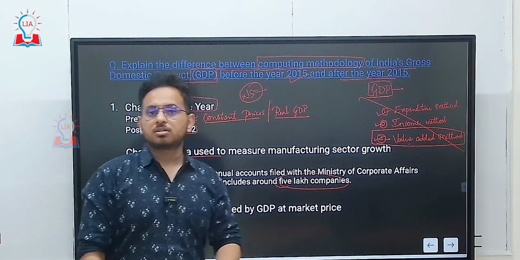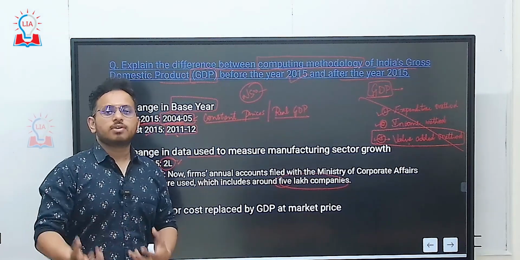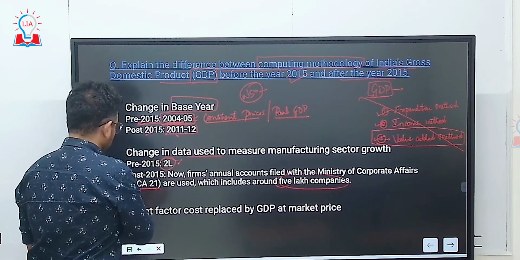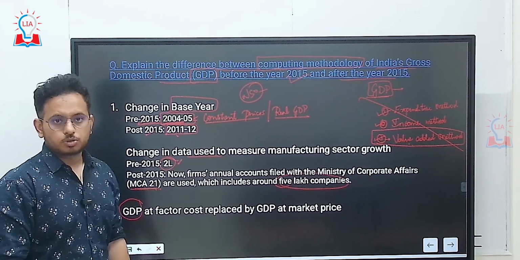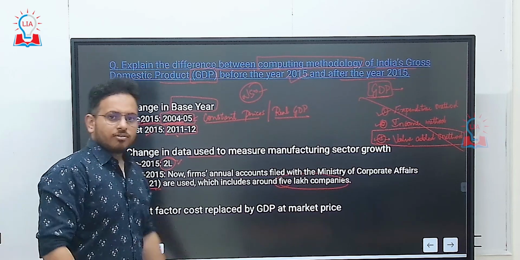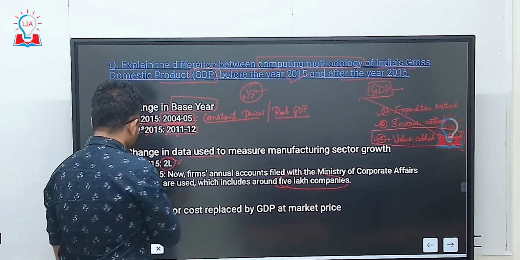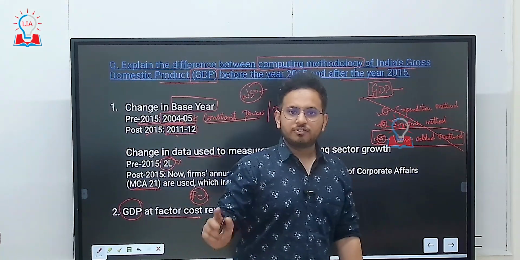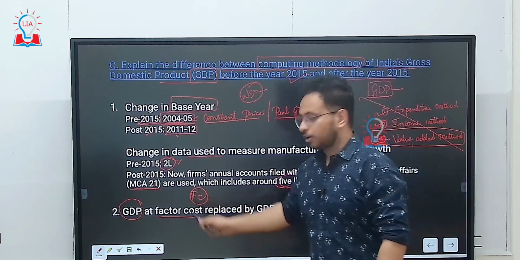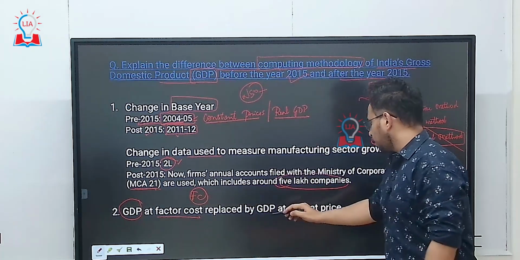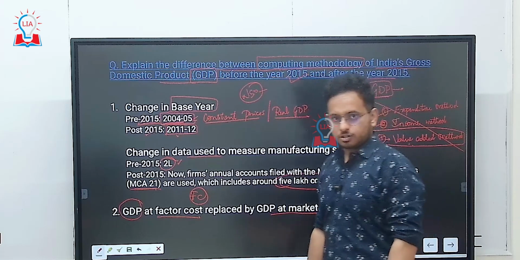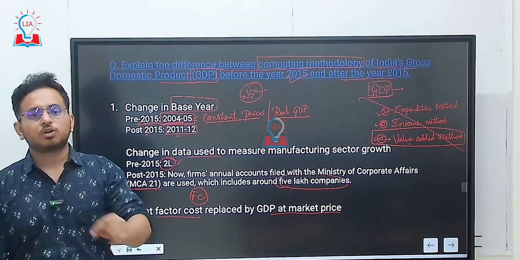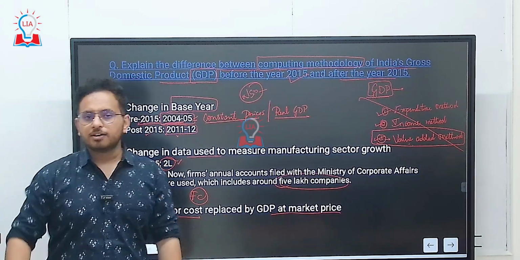Second important change, the data from the number of industries that we actually took was completely different. Okay. Third important change that happened post 2015 is that before 2015 we used to calculate GDP at factor cost, that is FC. Correct? Before 2015 we used to calculate GDP at factor cost. After 2015 we are taking market price into consideration. These are the three important changes that took place in the country's calculation of the GDP post 2015.